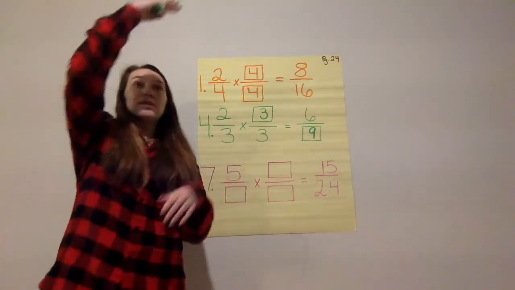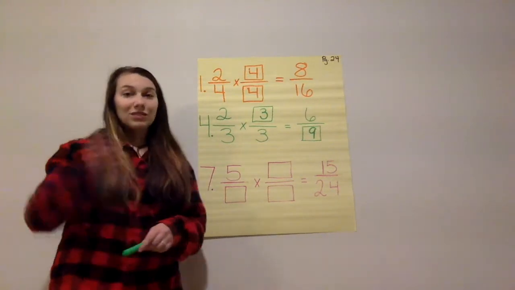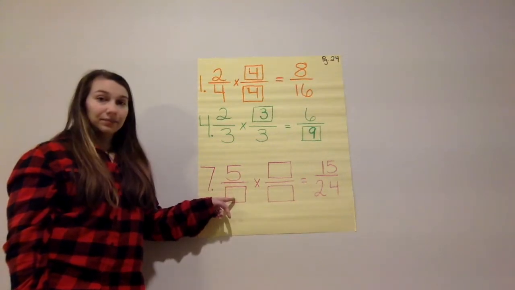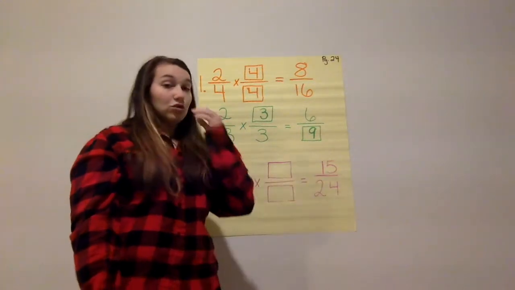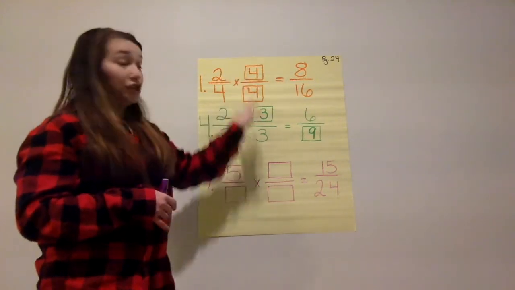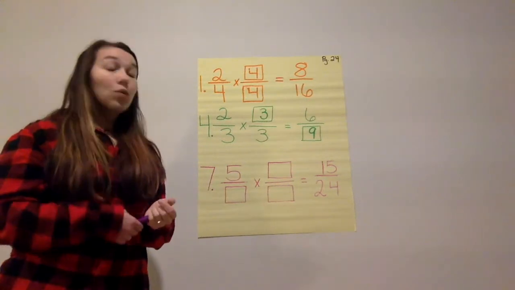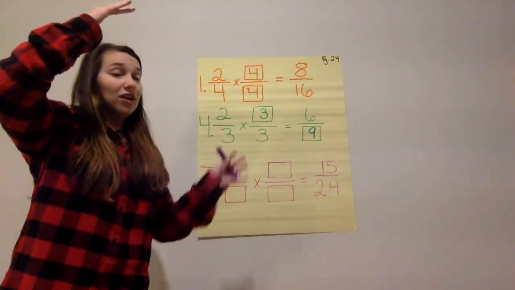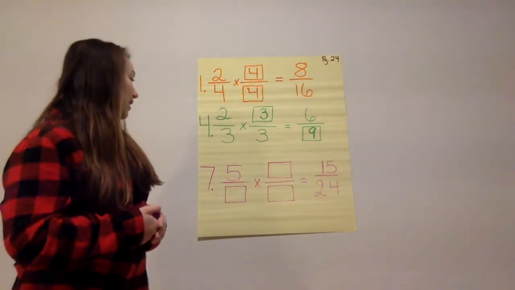All right, so we did 1, we did 4, and now we're moving down to 7. Ooh, this one's a little bit trickier. We have 5 over blank times blank over blank equals 15 over 24. So, unlike the other 2 problems, here we are missing 3 numbers. So, what's super important for you to do is to find whether the numerator or the denominator, which one has more numbers you can work with, okay?